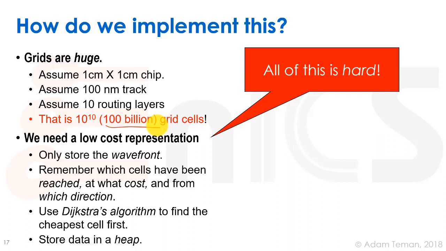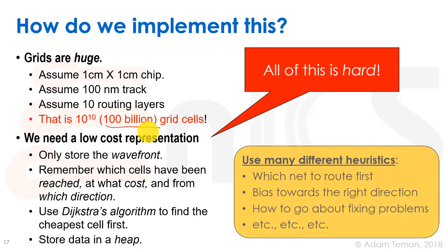And we can use Dijkstra's algorithm to find the cheapest cell first. We also store the data in the heap to be able to easily choose the shortest route. But doing this is very hard, especially with the mini heuristics that I mentioned along the way, and with the amount of data that we have here with so many routes that we need to do. So we'll use different heuristics. We'll have to use heuristics that will help us choose which net to route first.